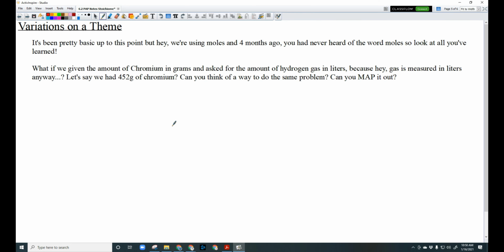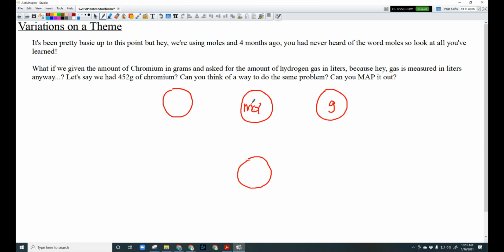Well, if you said to use the mole map, you are 100% correct. Remember, when I introduced the mole, we were converting from grams to moles, and moles to particles, right? And then grams to moles to volume, or liters. We use the mole map, right?